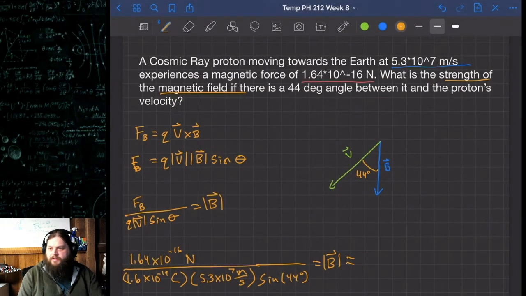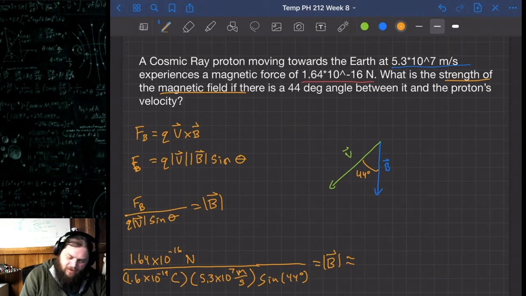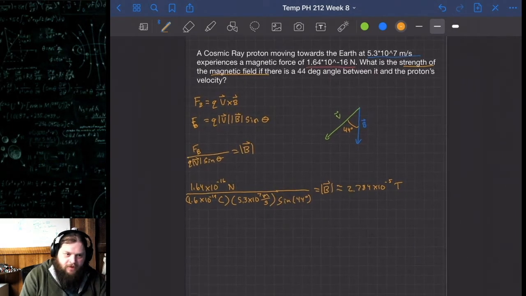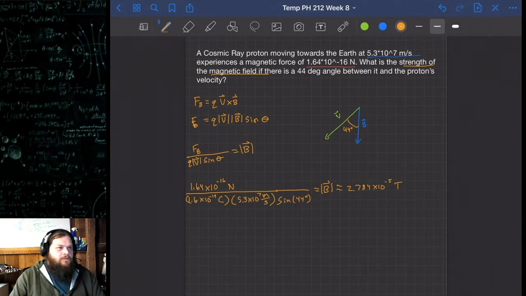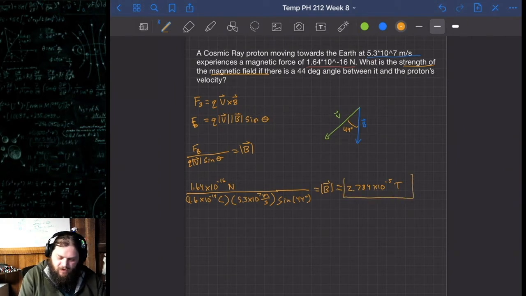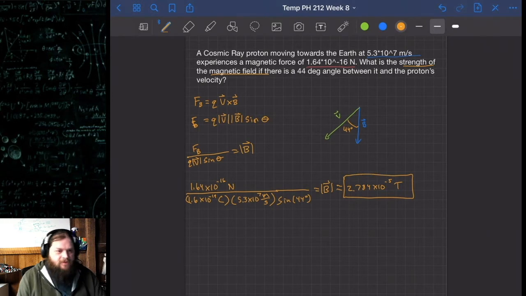Tesla is, of course, the units for magnetic field. So that was 2.784 times 10 to the negative 5 Tesla. And it should be noted that Earth's magnetic field is actually on the order of 10 to the negative 5. So that corresponds with what I believe is the true magnitude of the Earth's magnetic field.